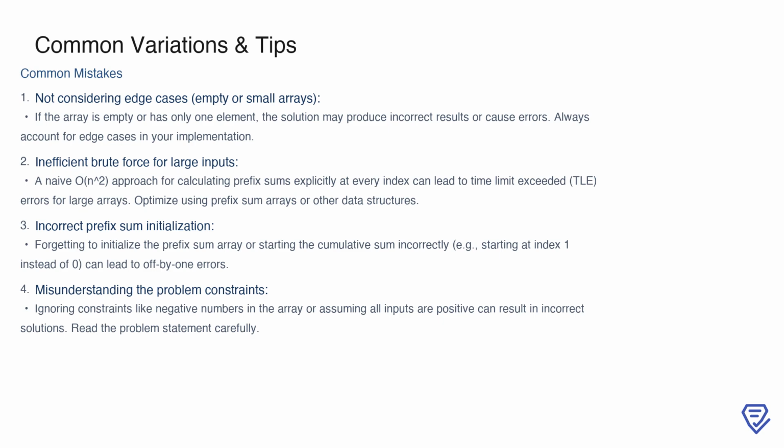Another frequent mistake is incorrect initialization of the prefix sum array. For example, starting the cumulative sum at the wrong index, like beginning at index 1 instead of 0, can lead to subtle off-by-1 errors that are hard to debug. Finally, misunderstanding the problem constraints can trip you up. For instance, if the array contains negative numbers and you assume all values are positive, your solution might fail for certain test cases. Always read the problem statement carefully to avoid these pitfalls.